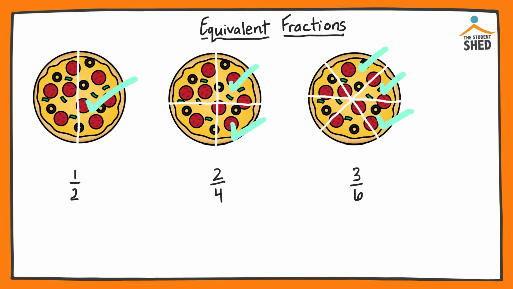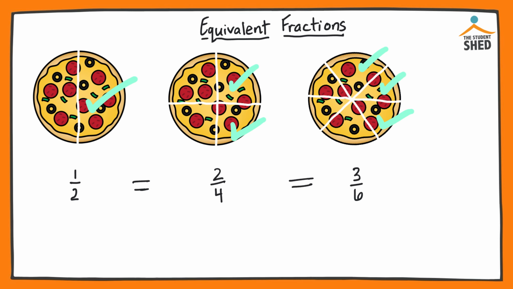Now, fractions with different numerators and denominators that represent the same parts of the whole are called equivalent fractions. So using the example of the pizzas, we see that half is the same as 2/4, which is also the same as 3/6. How do we find equivalent fractions?